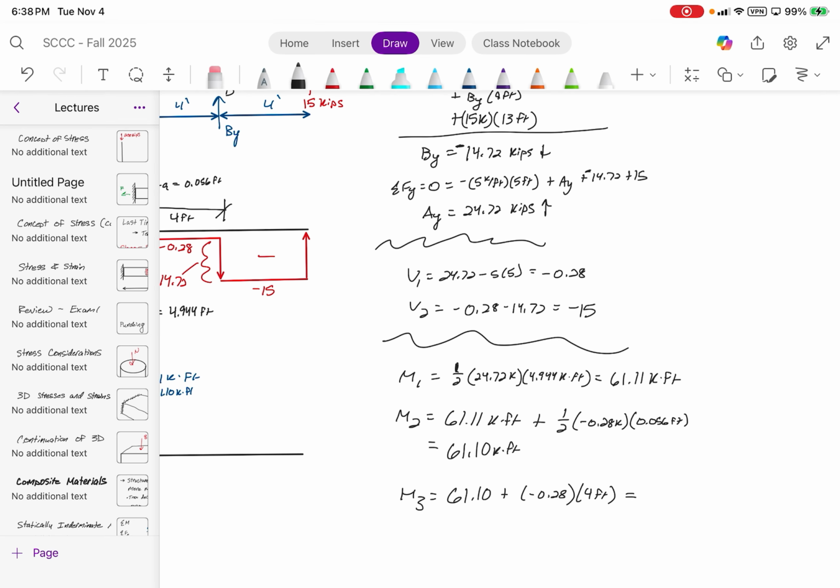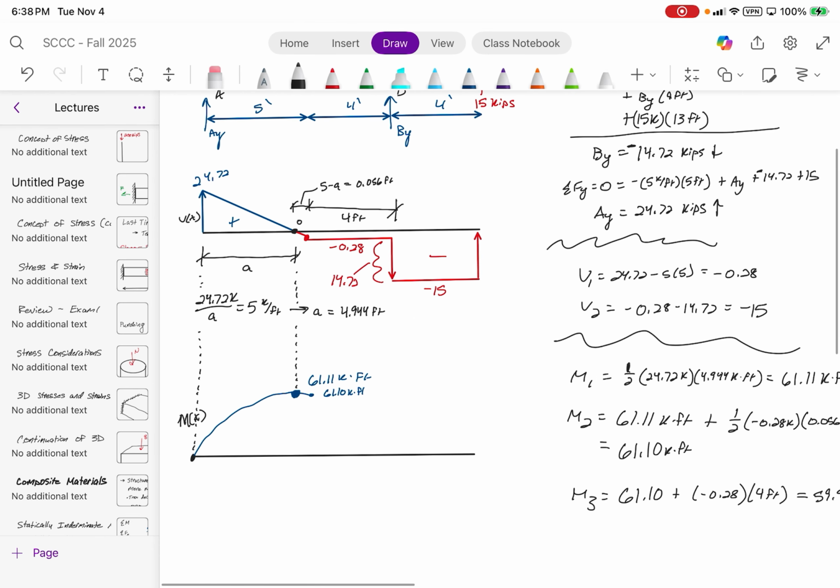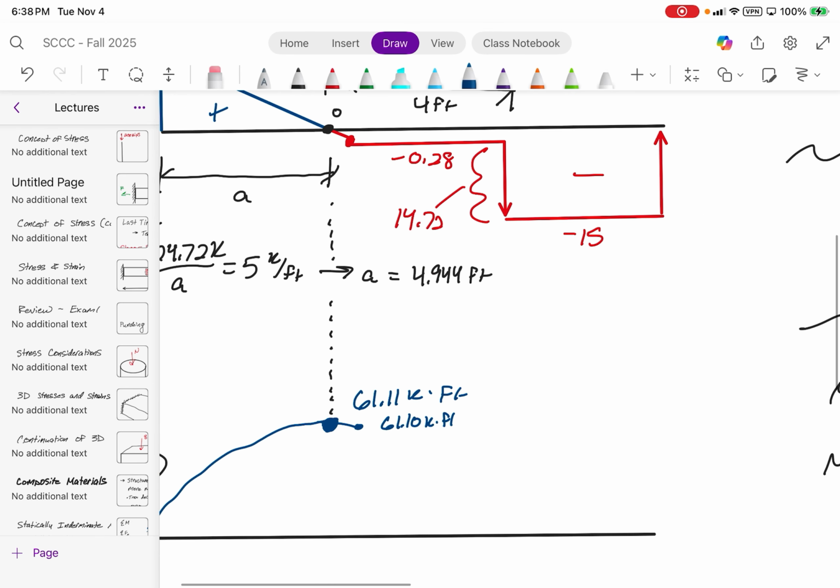This gives us 59.98 kip feet, which is very small again, but the important thing to note is that it is linear. So this was quadratic along with that, but this here is linear.